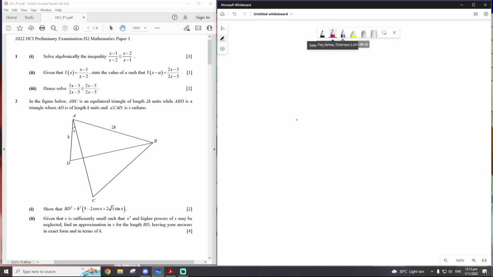Question 2 is Maclaurin's. We have the equilateral triangle ABC with side 2k, and ABD is a triangle where AD is k and angle CAD is x. So for the first part, we need to show that BD squared is something. So we have two sides and we know the angle between them. So angle BAD, by the way, is 60 degrees plus x, or pi over 3 plus x.